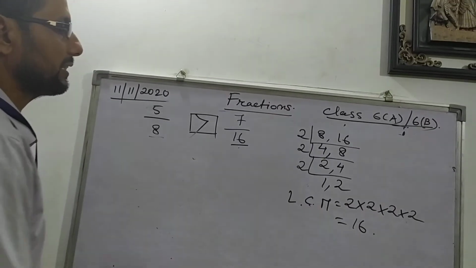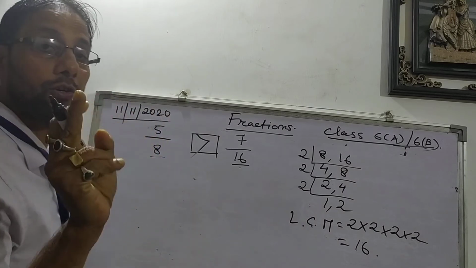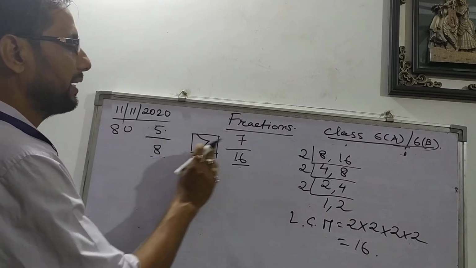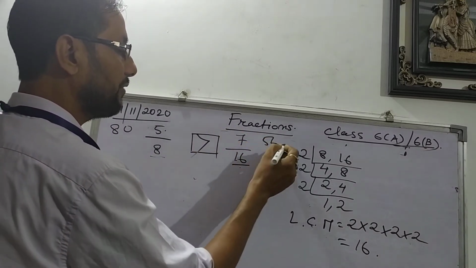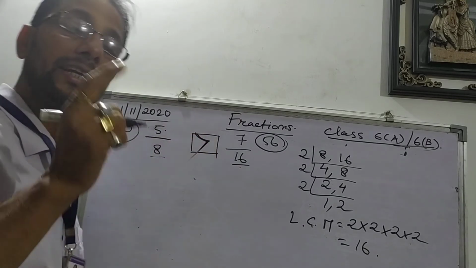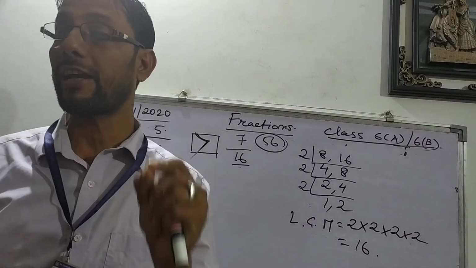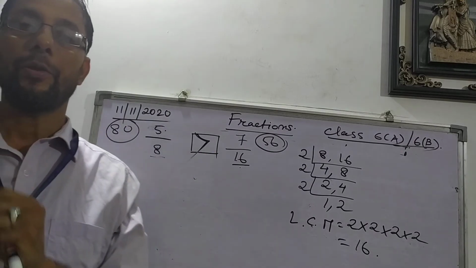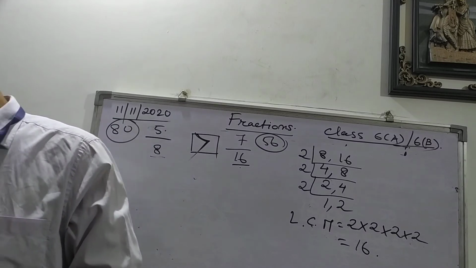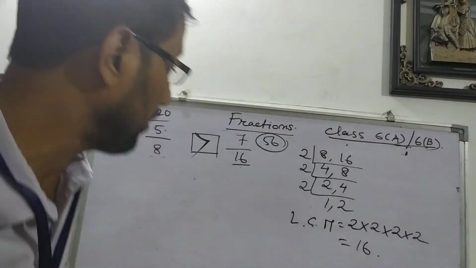So students, suppose I said that this is greater. Now let me check it by doing cross multiplication. 16 multiplied by 5, 80. 8 multiplied by 7, 56. Now see, 56 is greater or 80 is greater? So 80 is greater, so that's why this is greater. In this way also we can do. But you should know how to convert a fraction into like fraction, because it helps us in doing addition and subtraction.